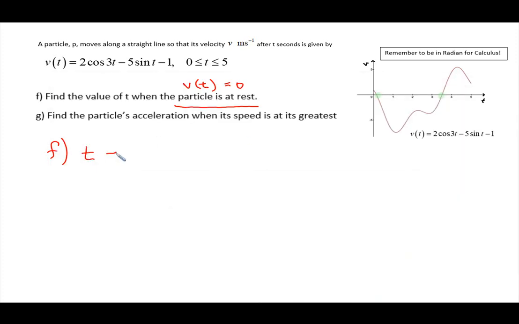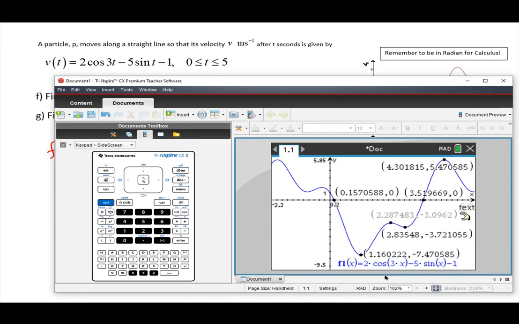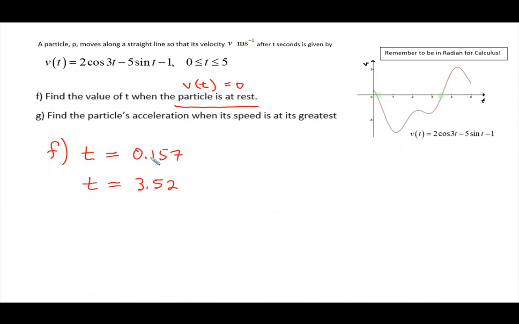So the time is approximately 0.157 seconds when the particle is at rest, and when it's 3.52 seconds. So that's when the particle is at rest. When the particle is at rest, you want to be thinking velocity is equal to 0.